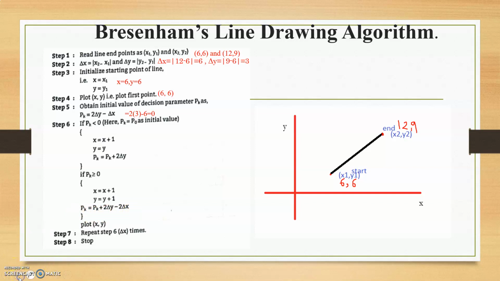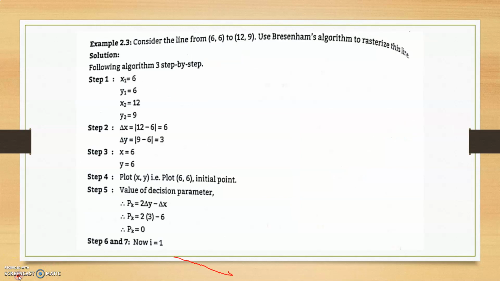Next, we will see this example in detail. This will be asked like that. Consider the line from 6, 6 to 12, 9. Use Bresenham's algorithm to rasterize this line.